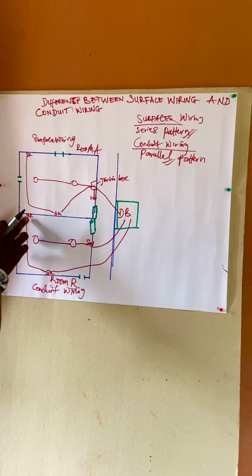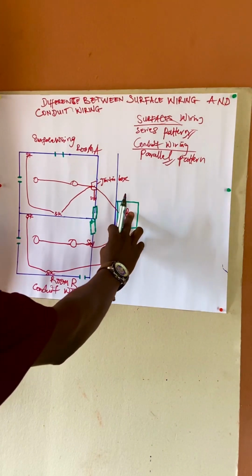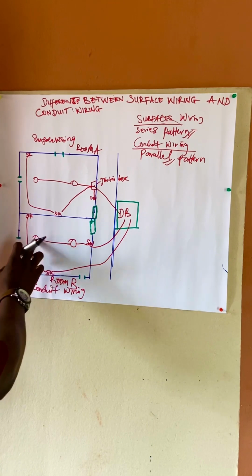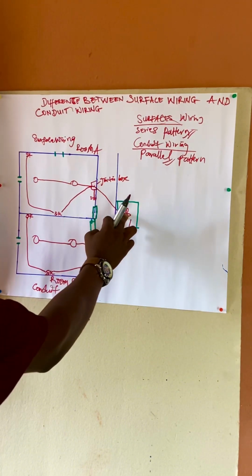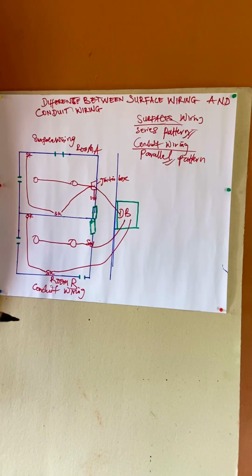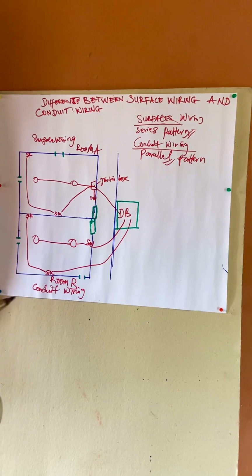In this room B, we loop the two sockets, and from the two sockets we go straight to the DB to source the light from the DB, and we link the two lighting points and we source the light from the DB. So this is a practical example of conduit wiring and surface wiring.